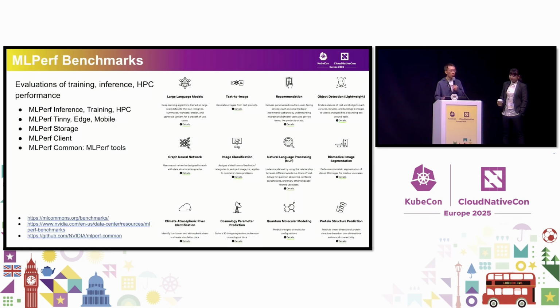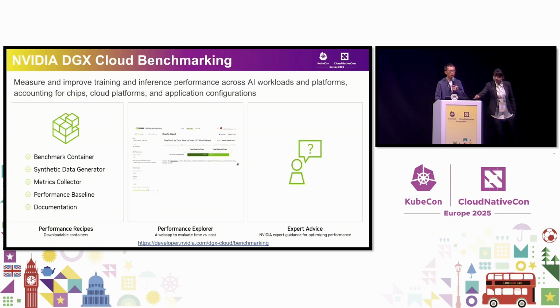So there are also other benchmarks that Chen already compared, and I'd like to highlight a few of them. A very comprehensive set of ML benchmarks for machine learning, HPC, and generative AI is called the MLPerf benchmark. Also, recently, NVIDIA announced the DGX Cloud benchmarking service. Please check it out as well.